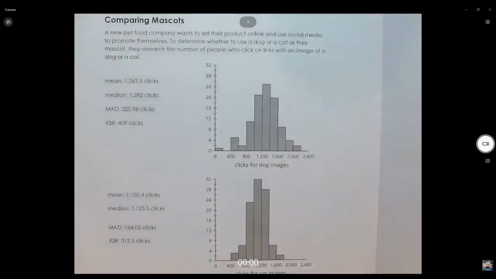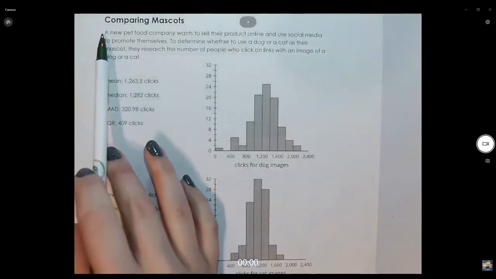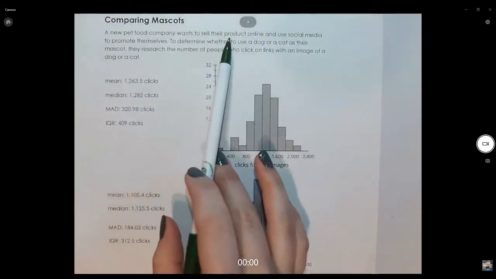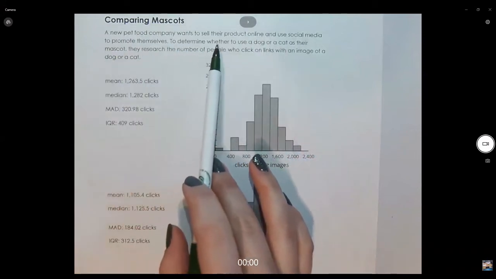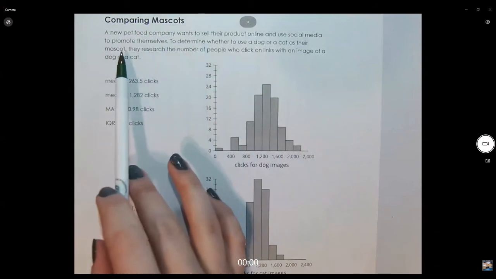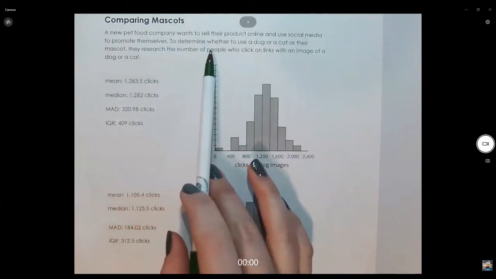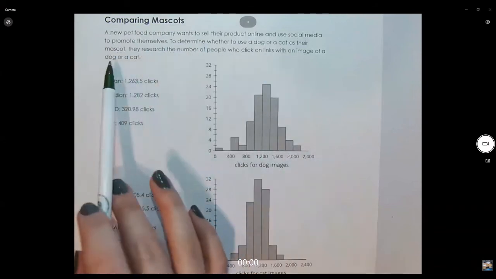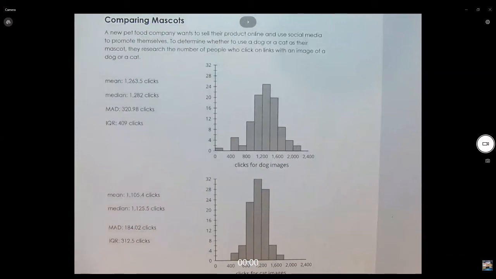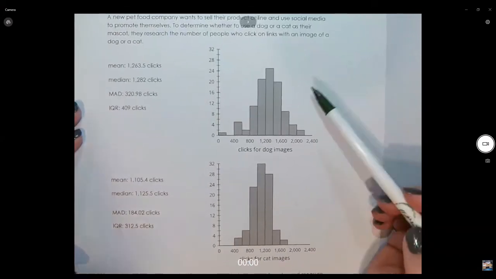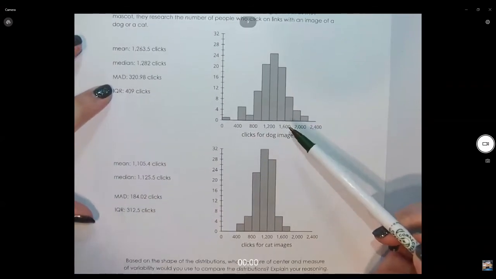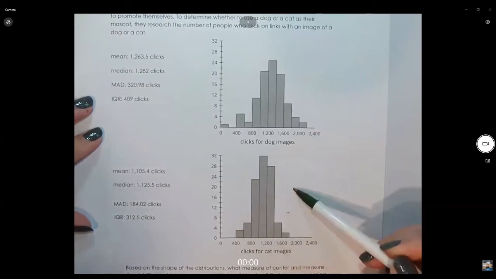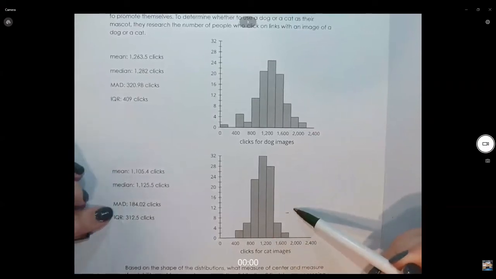I want to look at a question about comparing mascots. It says, a new pet food company wants to sell their product online and use social media to promote themselves. To determine whether to use a dog or a cat as their mascot, they research the number of people who click on links with an image of a dog or a cat, and this is the information they are given. So we've got clicks for images of dogs, we have the mean and the median, and then the MAD and the interquartile range. And then for cats, we have our picture here, but we also have those measures of center and measure of spread.